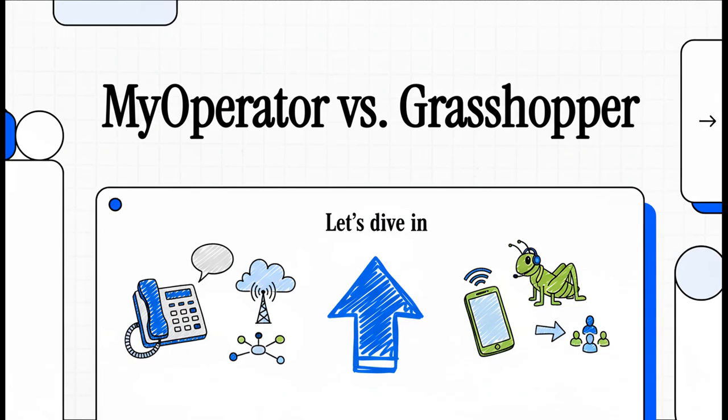Choosing a business communication system, man, that's a huge decision, right? Today, we're going to break down the source material on two of the big names out there, MyOperator and Grasshopper. We'll really dig into what makes them tick and how they're different.